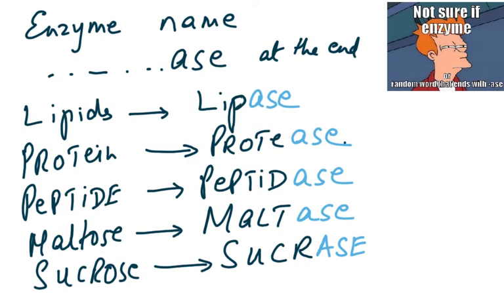Now coming to naming enzymes. It's very easy. It's rather a weird phenomenon that whatever it works on, like if it works on lipids, then it's going to be called lipase. So there is an ASE at the end. I like this meme about it. Protein, protease, peptide, peptidase, maltose, maltase, sucrose, sucrase. So basically, naming an enzyme is easy. If you don't remember it, whatever it's going to work on, just write an ASE at the end of it.